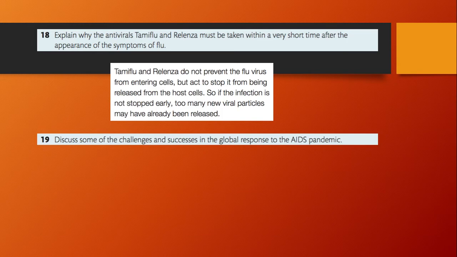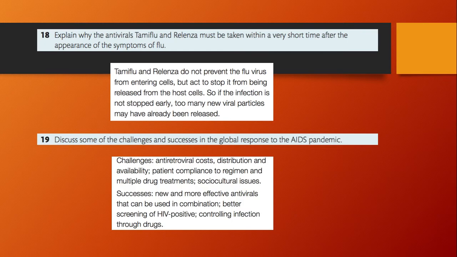And last but not least, number 19, discuss some of the challenges and successes in the global response to the AIDS pandemic. Okay, HIV and AIDS has been around for 30 plus years, and there have been some challenges and successes in trying to find a drug or a vaccine to this virus. So some of the challenges include the cost of the drugs, distribution and availability, patient compliance to regimen and multiple drug treatments. There have been sociocultural issues related to being HIV positive.